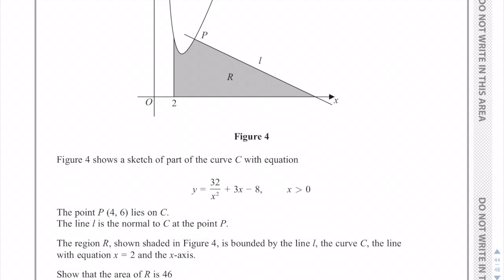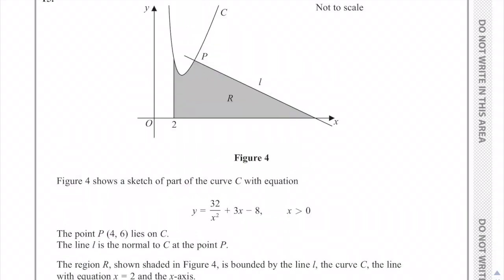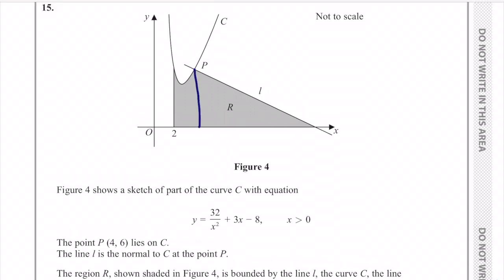Show that the area of R is 46. Solutions based entirely on graphical or numerical methods are not acceptable. There's quite a lot of information here that we need to break down. So we're trying to find out what the area of R is. What I'm going to do is split this area into two separate bits, drawing a line from point P to the x-axis. So I'm going to have two different areas here, and we can work out these areas separately. So area 1, we can just use the equation of the curve and integrate it between point P, which is x equals 4, and then the line x equals 2. So we can find out what the area of 1 is.